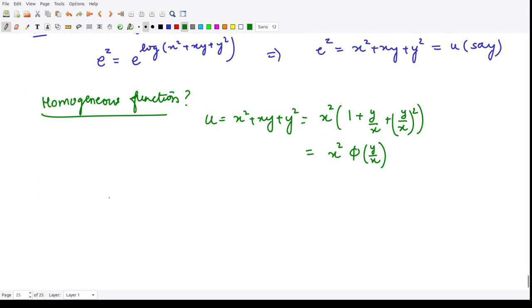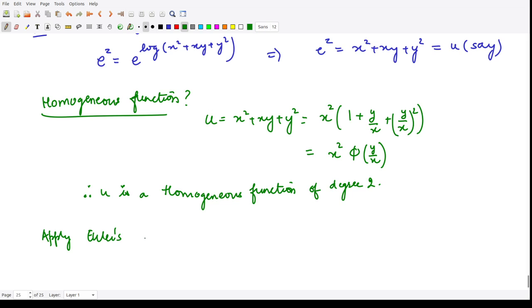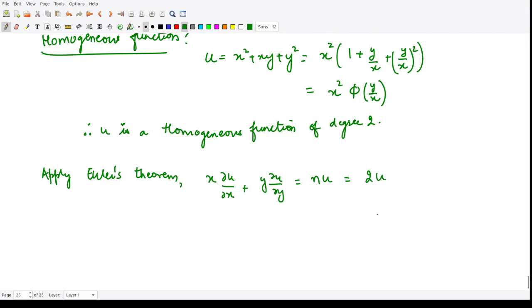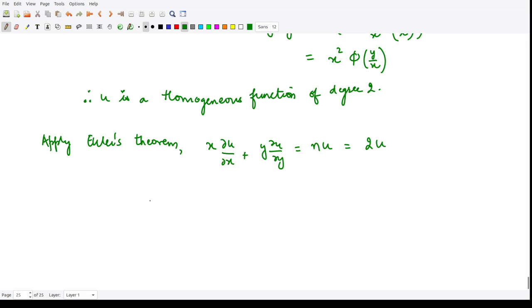So that means this is a homogeneous function. Therefore u is a homogeneous function of degree 2. So we can use the Euler's theorem. According to that, we have x into del u by del x plus y into del u by del y is equal to n into u. And what is n here? 2. So 2 into u. So we can now substitute the values here of u.